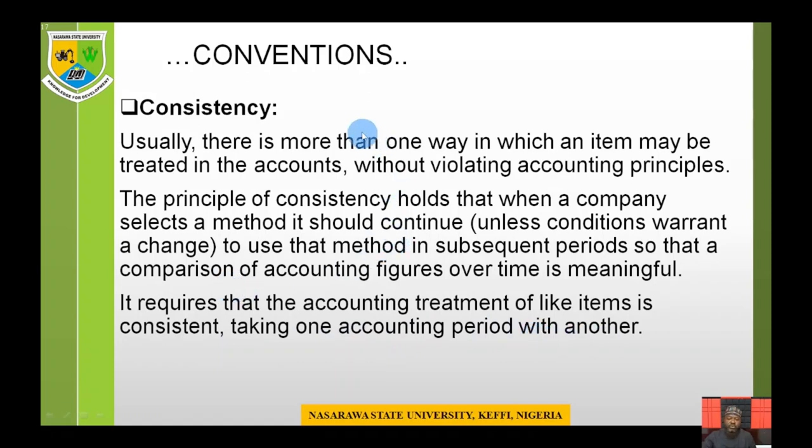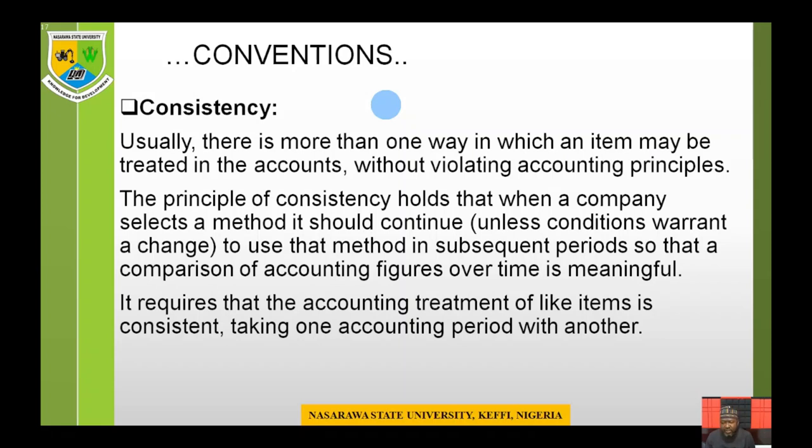One example we mostly give in this area is the case of stock valuation. In stock valuation, there are different methods of valuing stock. For instance, you have the last in, first out, you have the first in, first out. Last in, first out is LIFO. First in, first out is FIFO. We have the average pricing method. We have the weighted average pricing method.